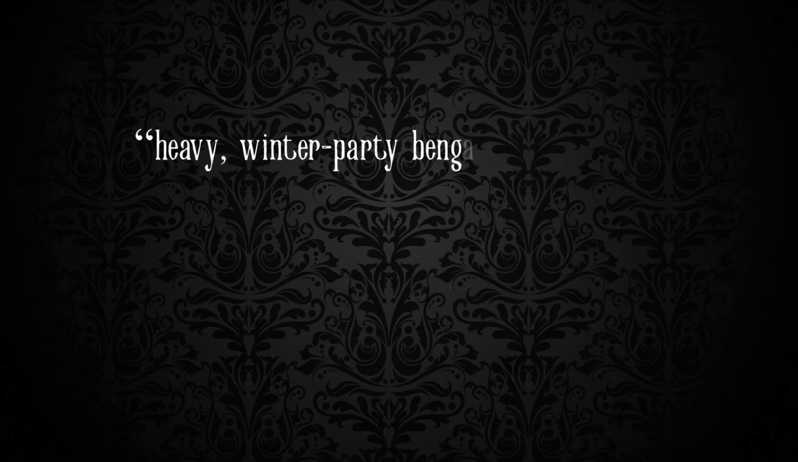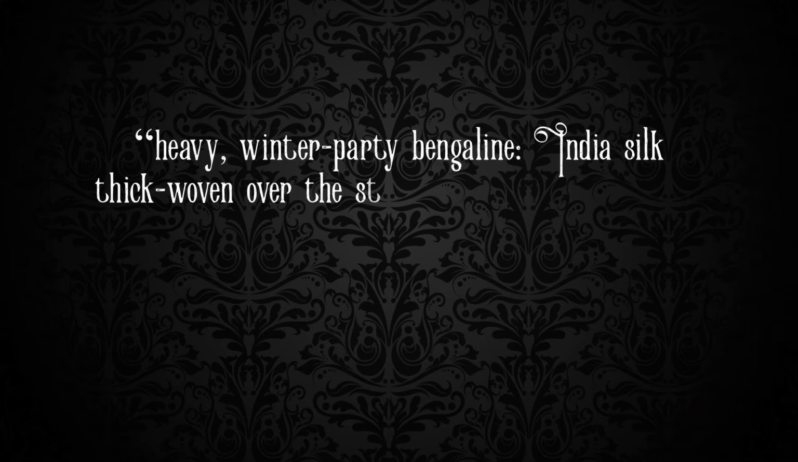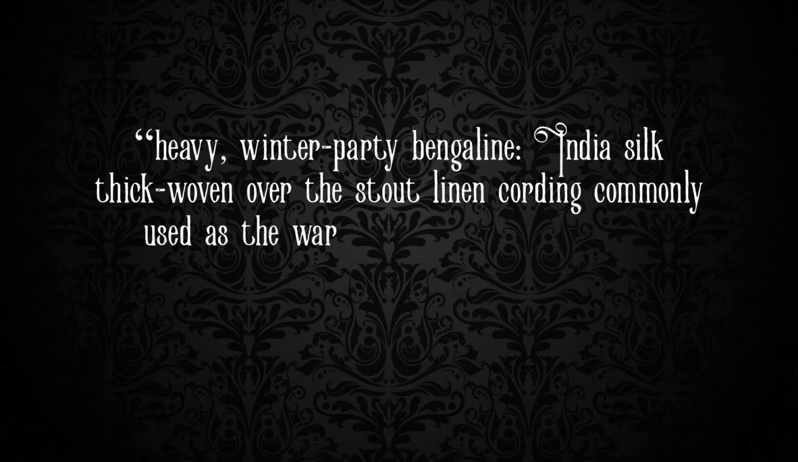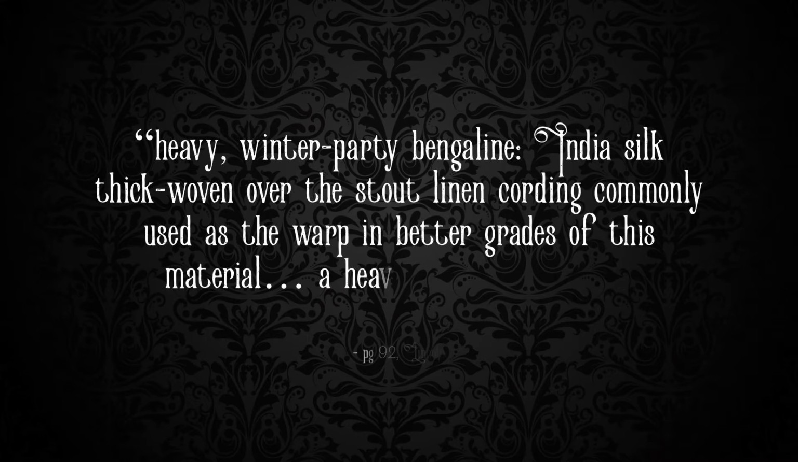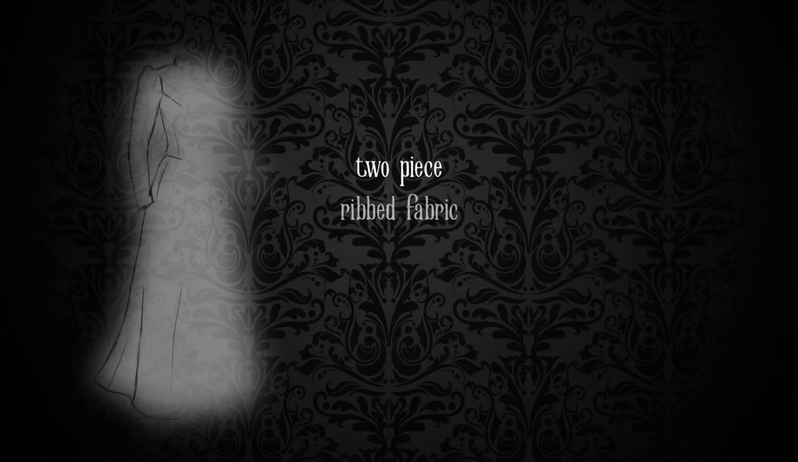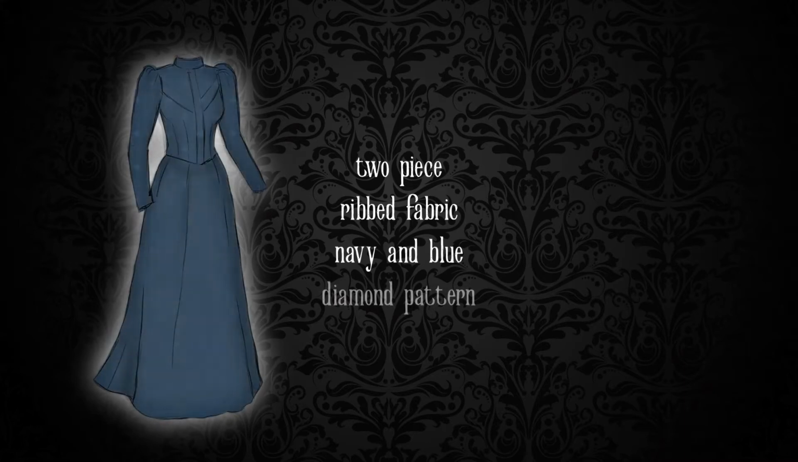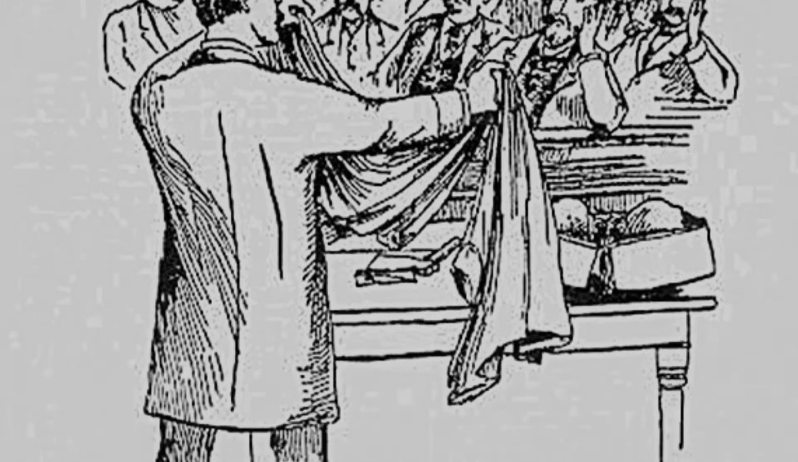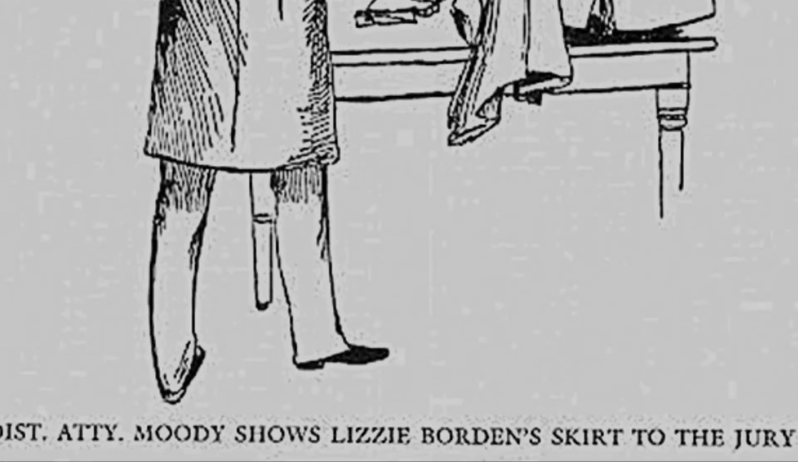Lizzie was arrested on the 11th of August and stood trial the following year. Spoiler alert, she was acquitted, and here's where I start talking about dresses. The dress that Lizzie claimed to have been wearing on the day of the murders was a heavy winter party bengaline, India silk, thick woven over the stout linen cording commonly used as the warp in better grades of this material, a heavy suiting material. This was a two-piece corded fabric dress with a half train, in navy woven with a blue pattern. This dress was shown in court to prove that it was completely clean and free of blood, and that therefore Lizzie couldn't have committed the bloody murders.